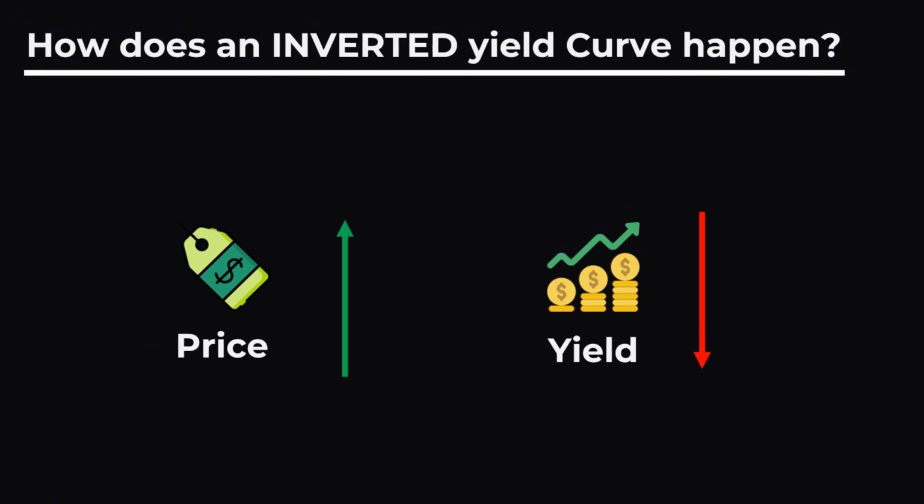This relationship becomes important when new bonds are issued. If newly issued bonds offer lower yields, older bonds with higher yields become more attractive. As a result, their prices increase to balance things out.